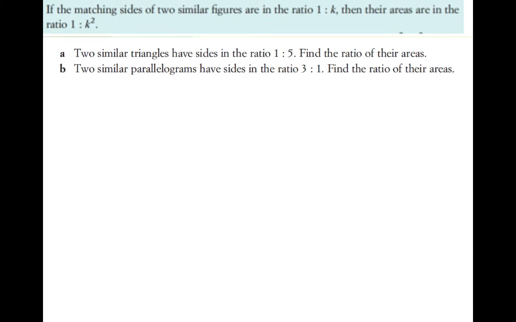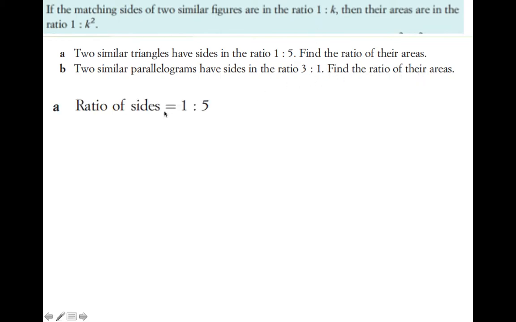And it's stating that two similar triangles have the sides in the relationship or the ratio of 1 to 5. So they're telling you the two triangles are similar, and they have the ratio or the scale factor of 1 to 5. So we need to find the ratio of the area. So we know it's in the form of 1 to k, which the k is now 5. And our second example is saying two similar parallelograms have sides ratio of 3 to 1. So now it's just reversed. Find the ratio of their areas.